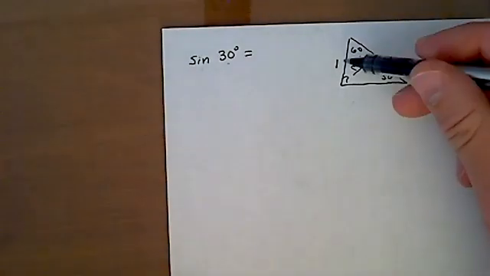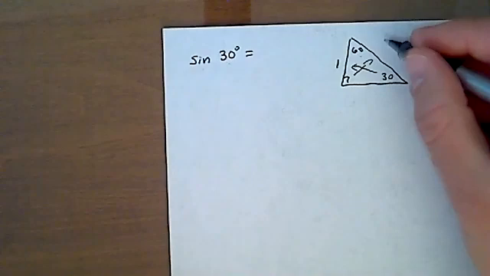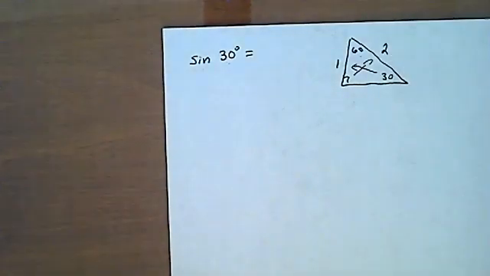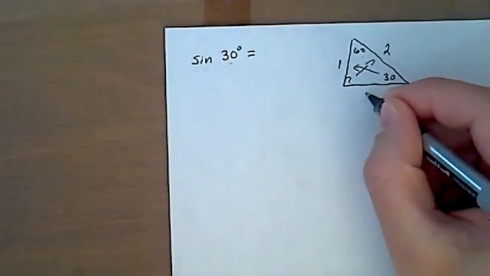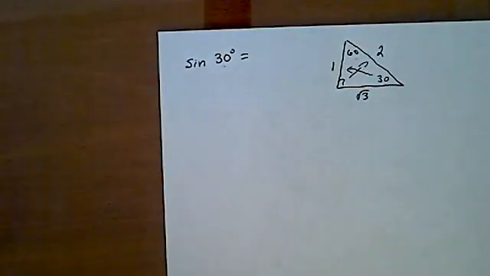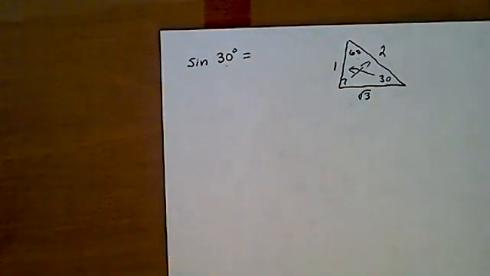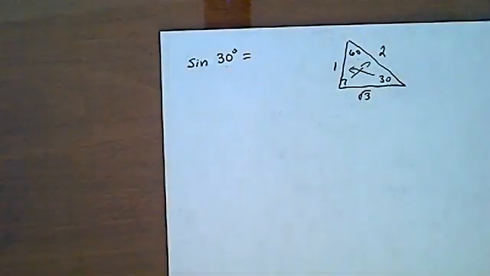So if the side opposite the 30-degree angle is 1, the hypotenuse has to be twice that, which is 2. And to go from the short leg to the long leg, we multiply by √3 and we get √3. So this is what I would consider to be the simplest 30, 60, 90 with a short leg of 1, hypotenuse of 2, long leg of √3.